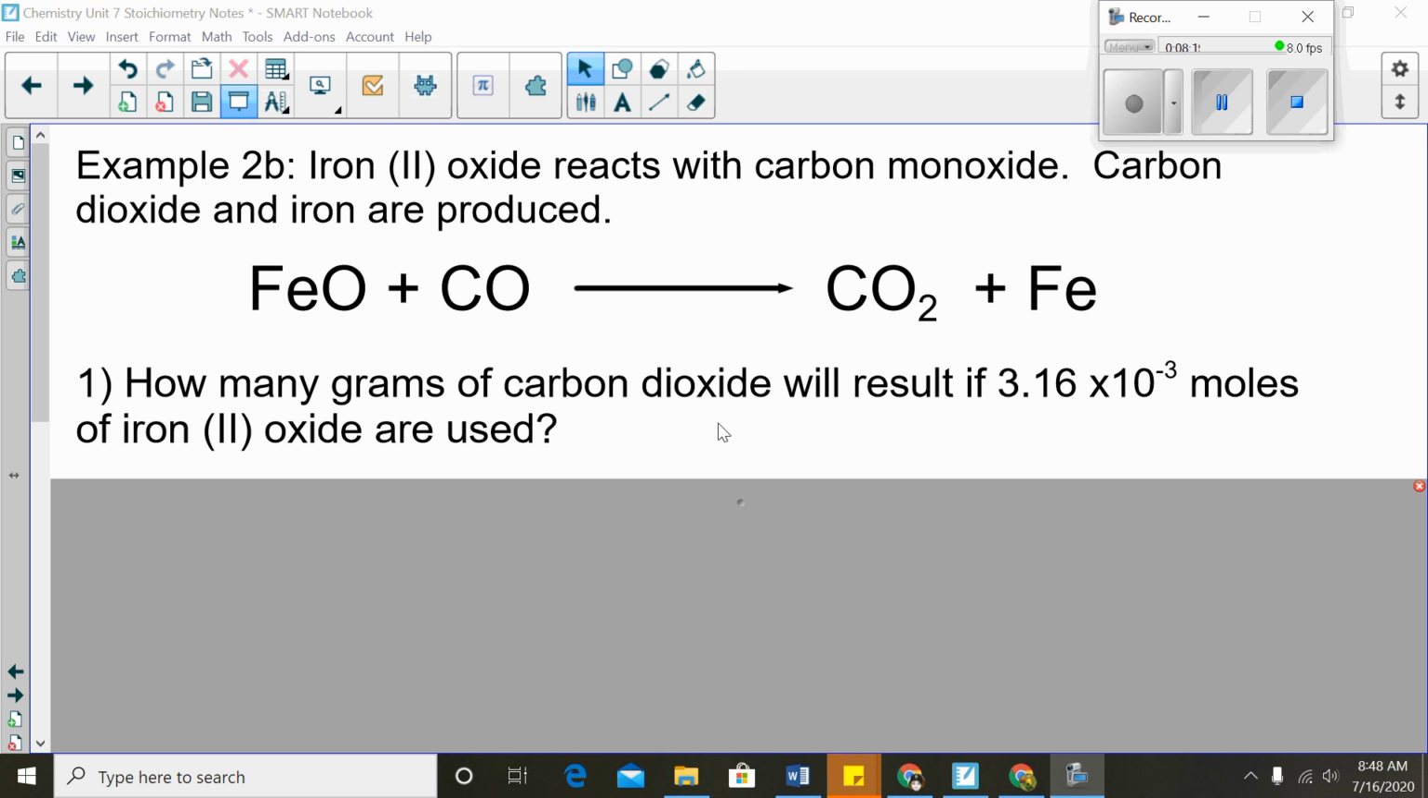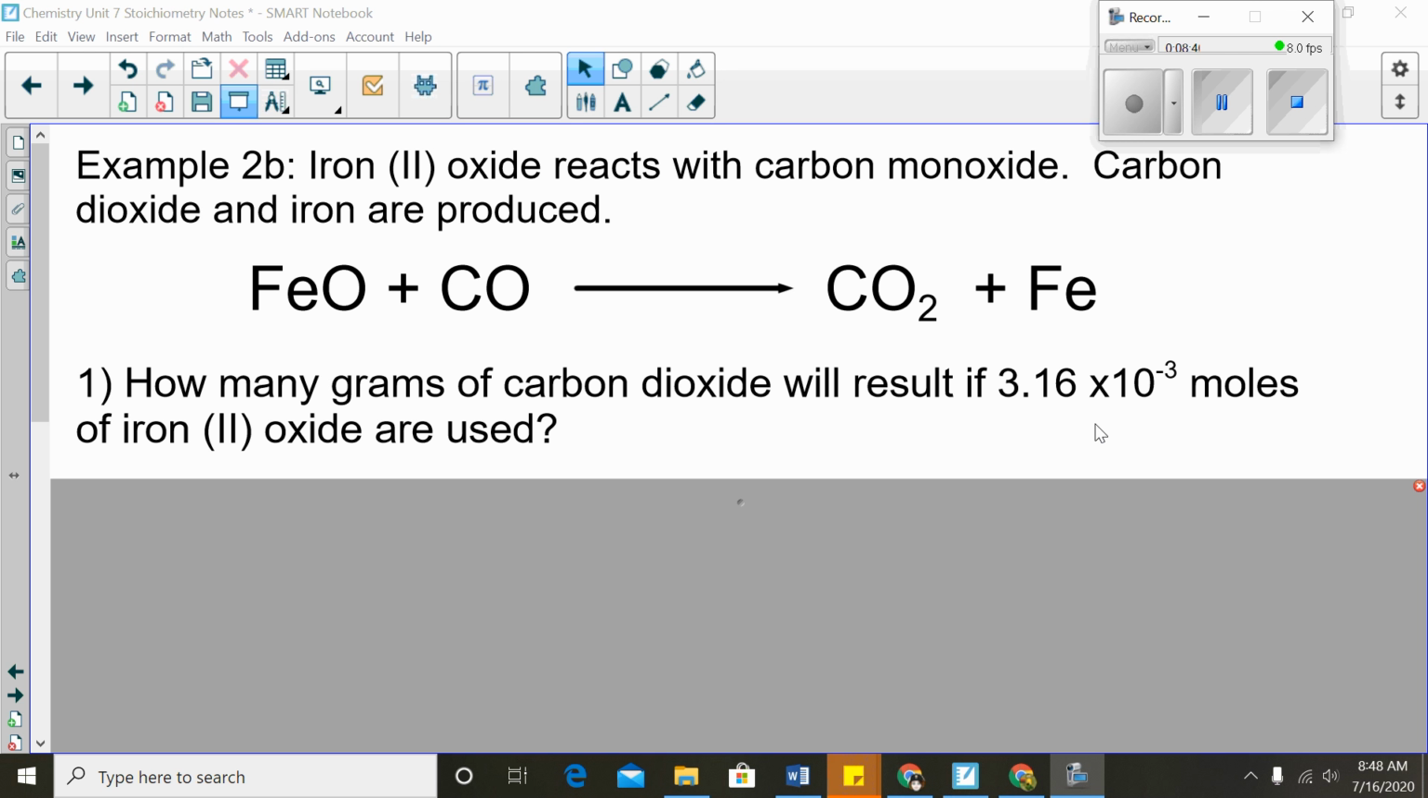So this is still a mole to mass problem, but I wanted to make sure I provided scientific notation here because a lot of students get confused. They think that this changes everything, and it does not. You've seen scientific notation before. It doesn't change anything. You just have to remember how to plug that into your calculator.